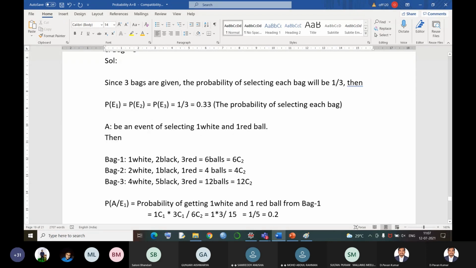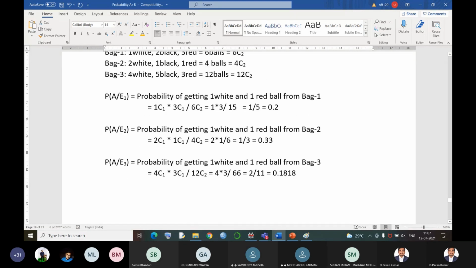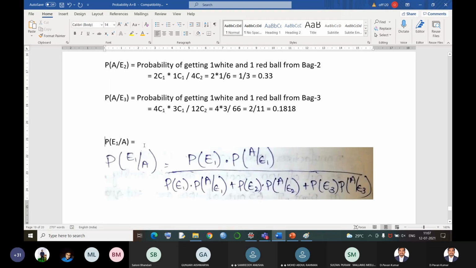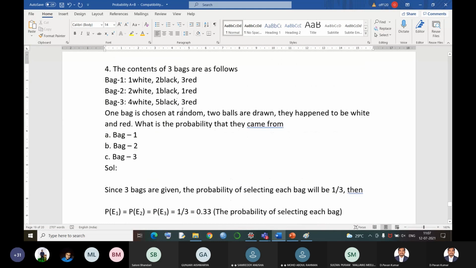Just found out what is the probability of selecting each bag, and now what is the probability of getting one white and one red ball from each bag. Only two things are done till now. Now the actual part is what? The first part is, see, now the question here.